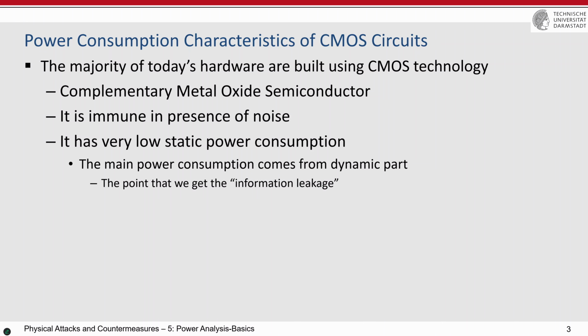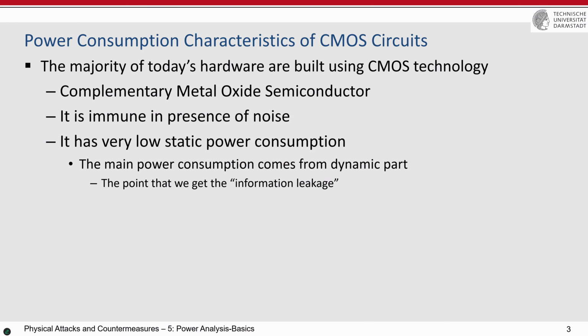When the static power consumption is low, the main power consumption of CMOS circuits comes from the dynamic part. The dynamic part means that when the gates are changing, when the output of the gate changes. We will see this.